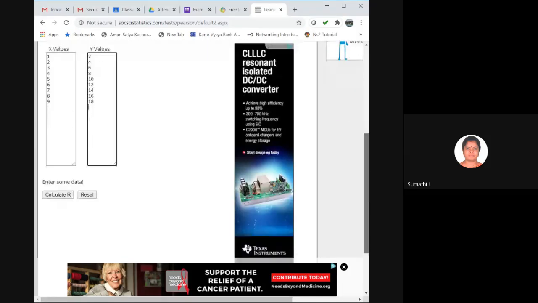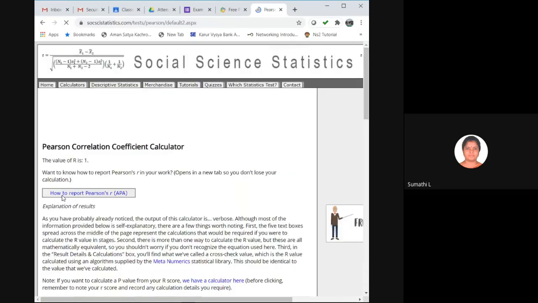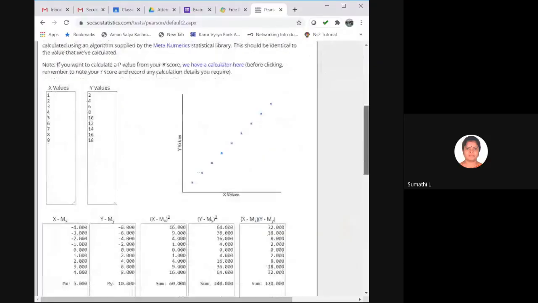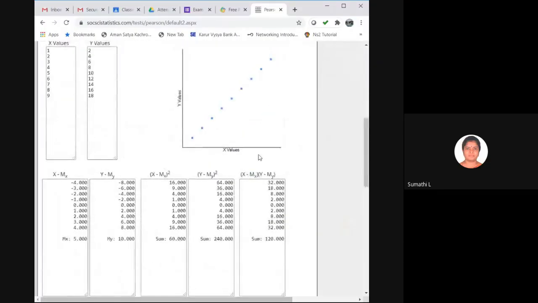You assume that this is the number of times I have seen the advertisement, and this is my purchase intention, right? Now I will calculate the Pearson coefficient. See, these are the plotted values. X is 1, Y is 2. X is 2, Y is 4. X is 3, Y is 8. I have plotted it as a graph.